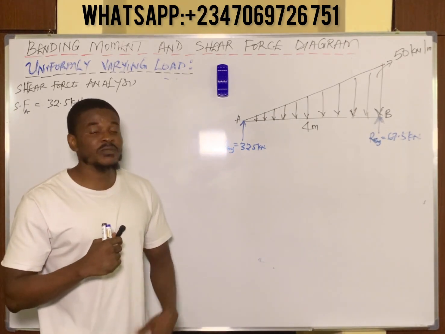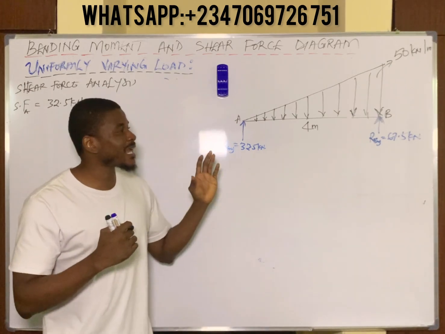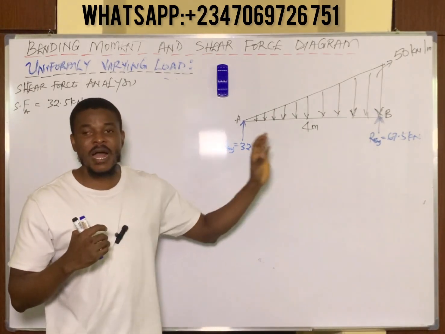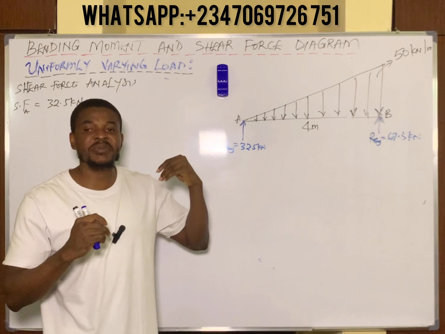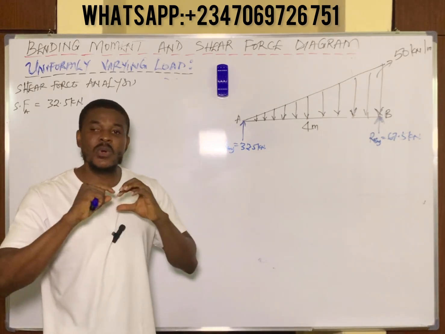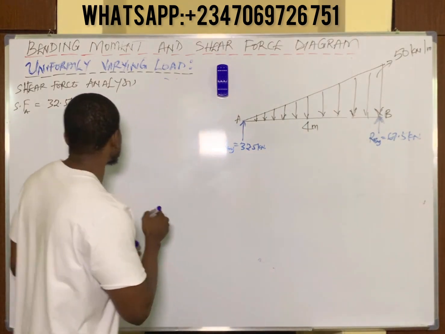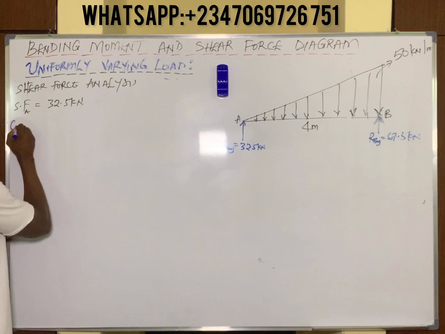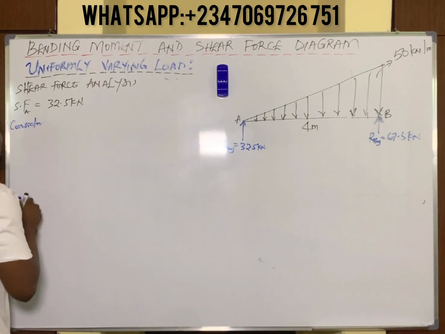Okay, so we have to take a section. You have to consider a section at any point along AB, or along where this uniformly varying load is found. You simply take a section from the beginning of the beam. So you simply consider a section XX. You make a short note: consider a section XX.